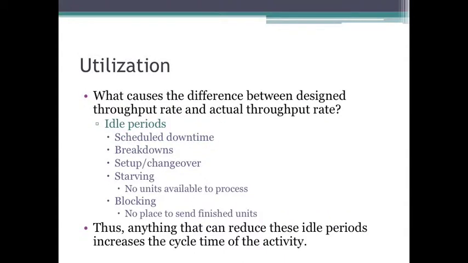So, if we want to increase utilization overall, well, how do we do that? What causes this difference between design throughput rate and actual throughput rate? Well, idle periods. So what causes idle periods? Well, a whole bunch of different things can cause idle periods. Scheduled downtime. Sometimes we have to shut things down in order to make repairs, make changes. Breakdowns. Things break. That happens.